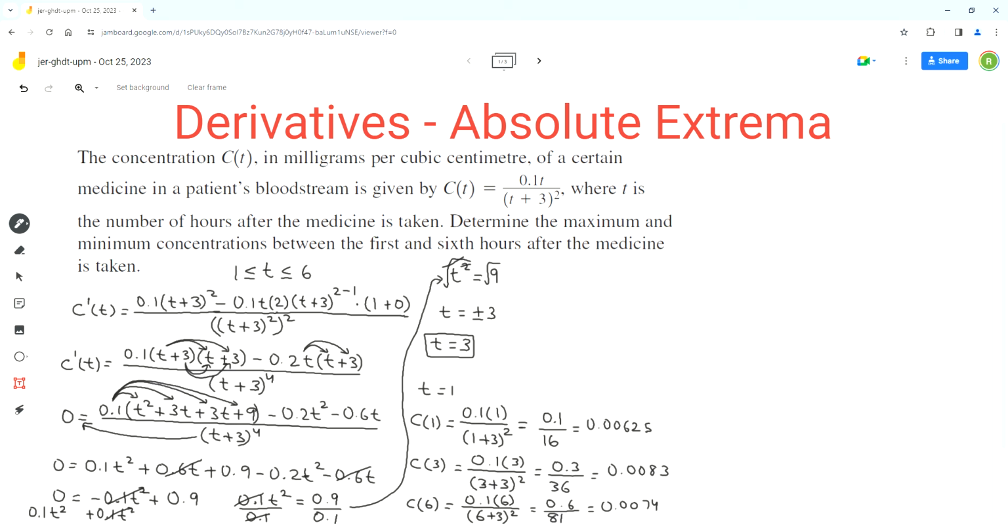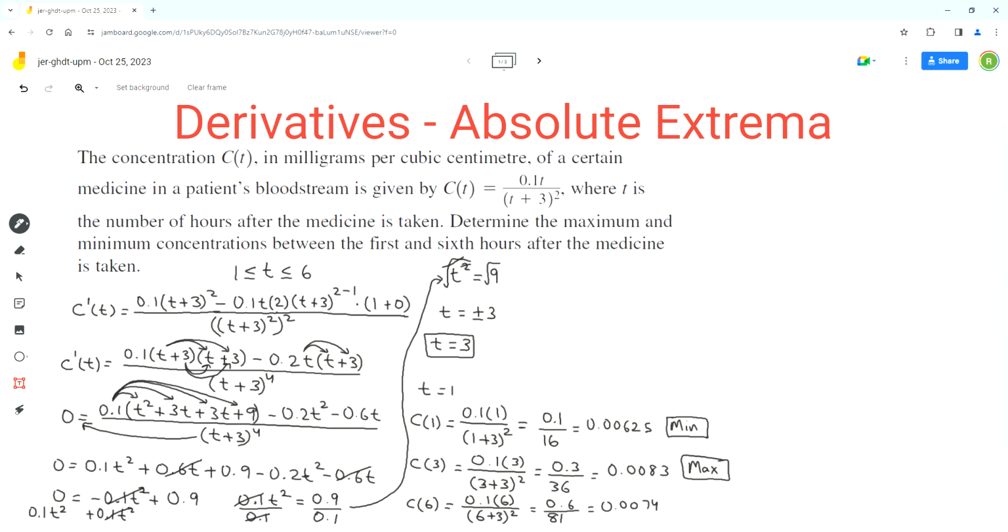Now we have to compare these three concentration values to find the maximum and the minimum concentration. So the maximum concentration is this one, 0.0083. And the minimum concentration is this one, 0.00625.